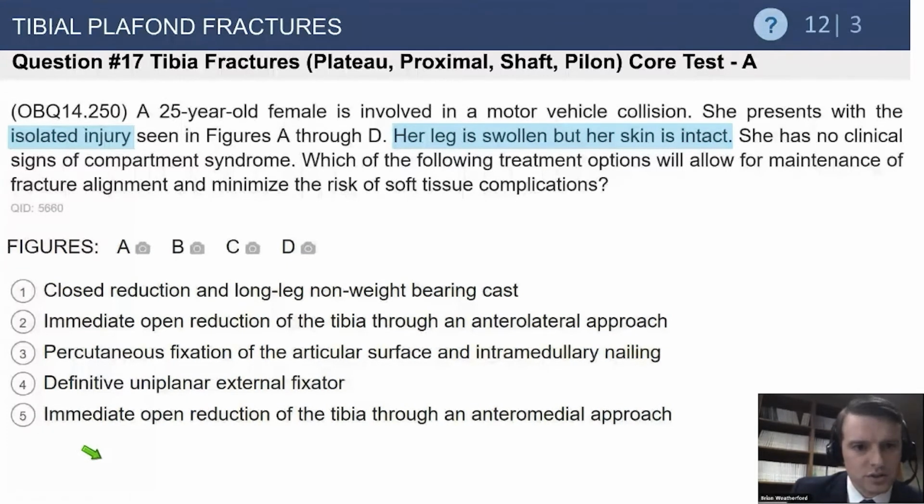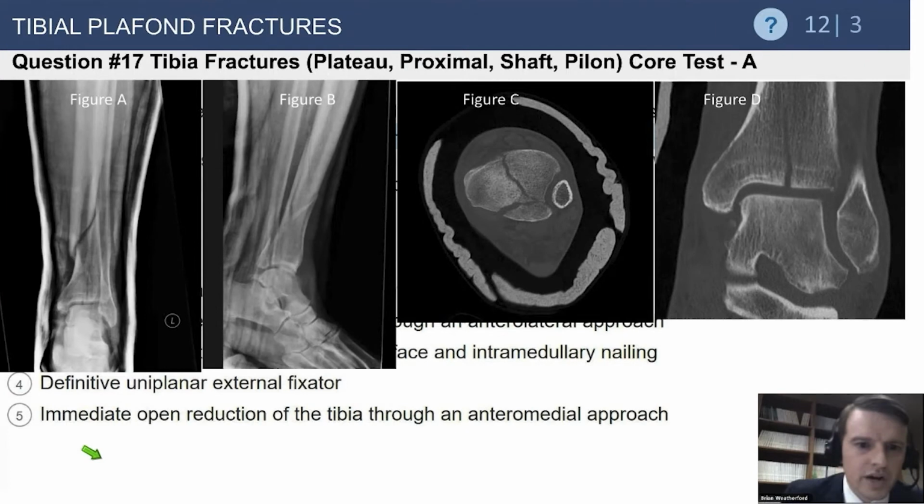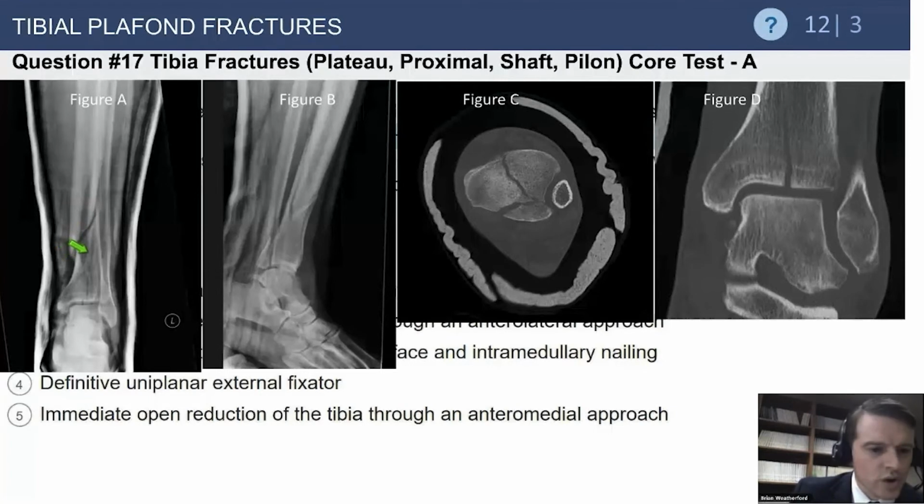Oops, jumping back here. I think I moved a little too forward. Okay, so we have a 25-year-old female, motor vehicle collision. She has this isolated injury seen in figures A through D. Leg is swollen, but skin is intact. Okay, let's jump into our images here. You guys will have a chance to read the treatment options here. This is a controversial question, I'll readily tell you that.